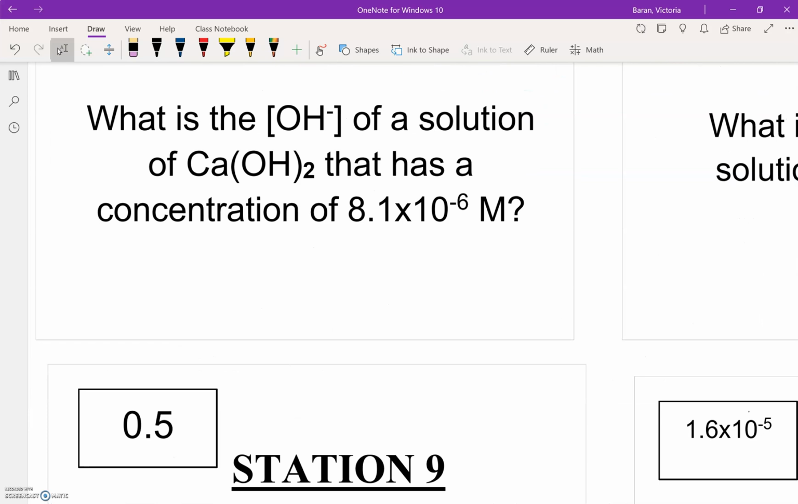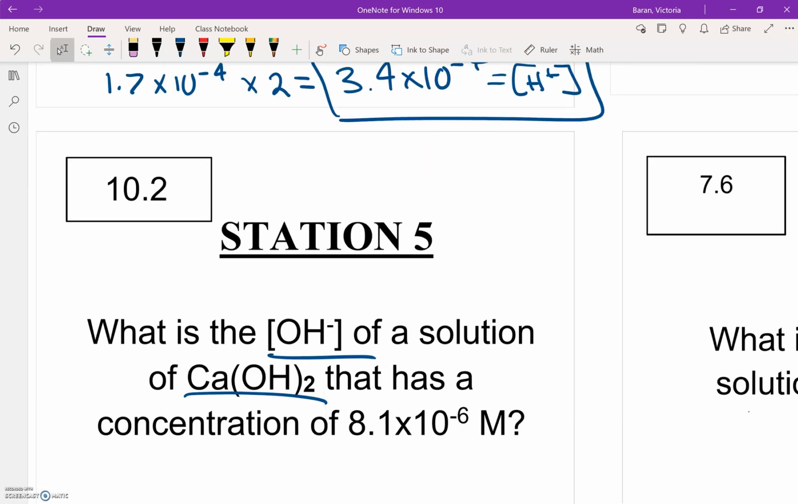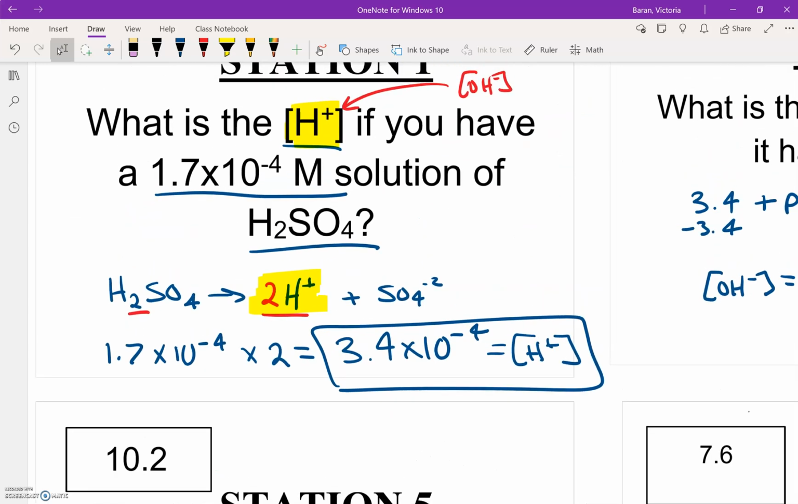Okay, so kind of similar to station 1. So it's asking about the OH minus concentration of, so this makes sense. They're asking for OH minus and they're giving you a base. This is calcium hydroxide. Very similar here when they were asking for the H plus concentration and they gave you an acid, H2SO4.